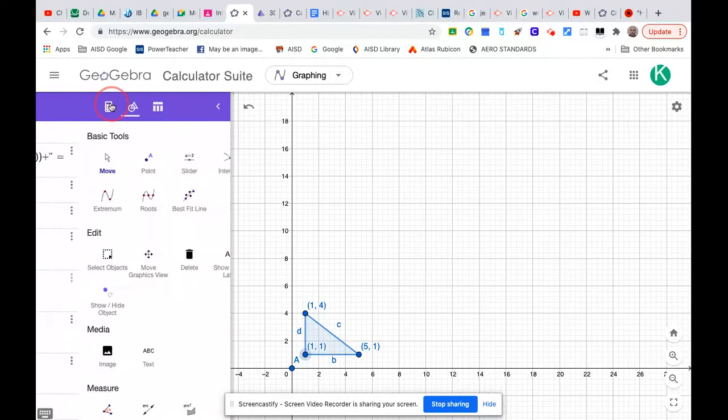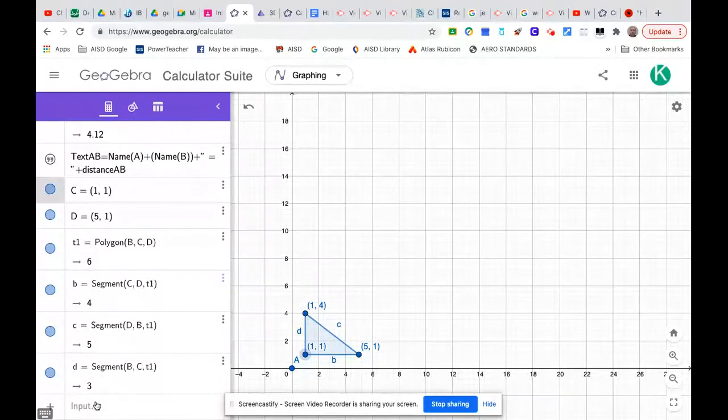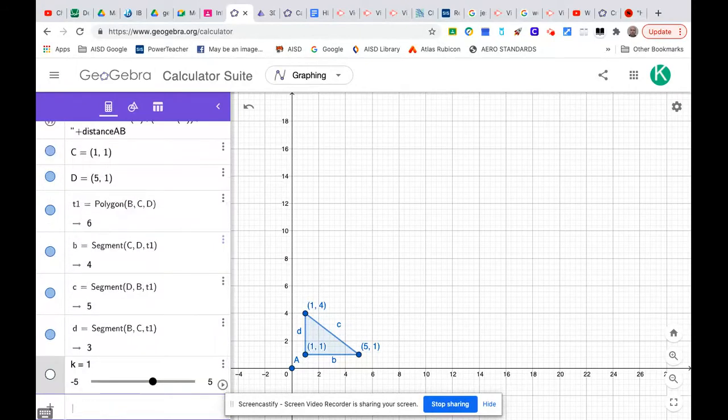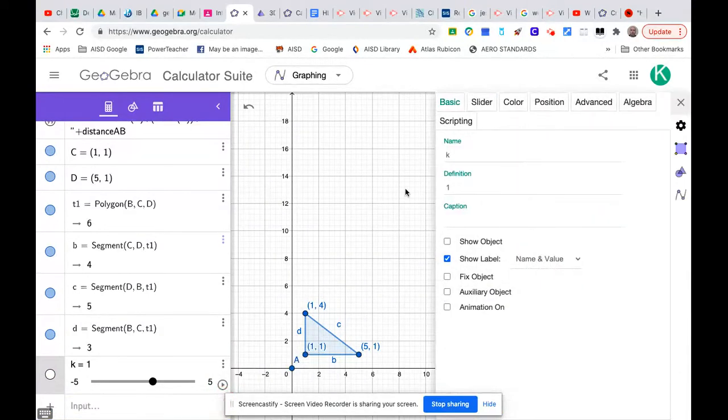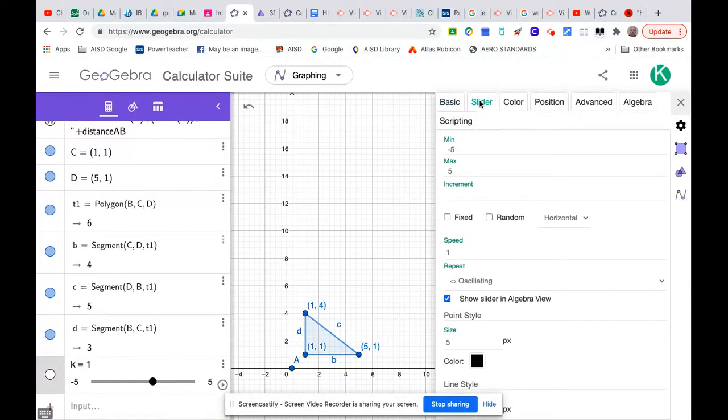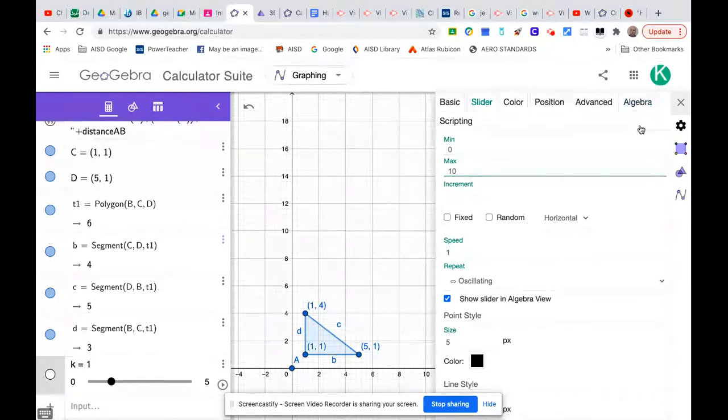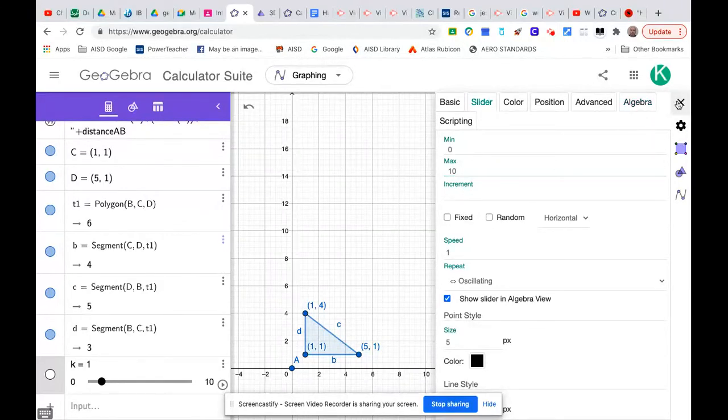So go back to the calculator, and we're going to input the slider K. Okay. Then we're going to go to the 3 dots, settings, slider. Now just enter the number 0 here, and then move the mouse on. Do not hit tab, do not hit enter. Let's put it up to 10. And then we can see the slider has changed, and X out of that.